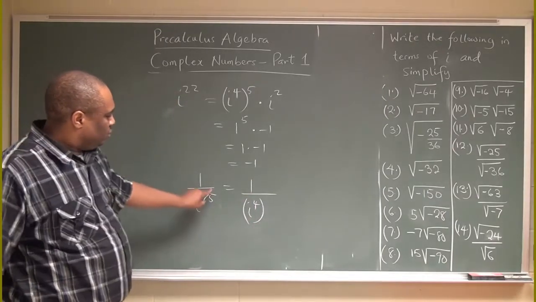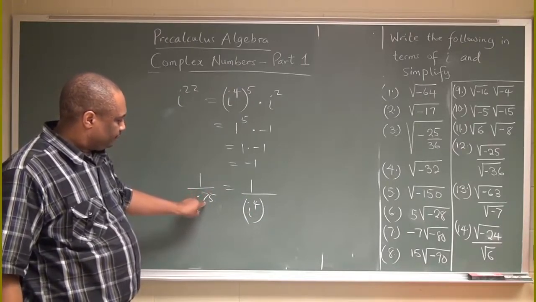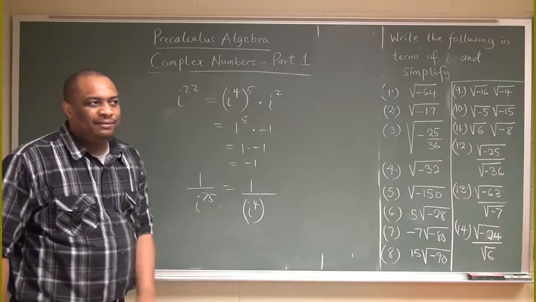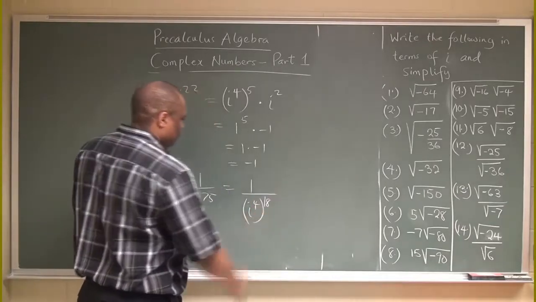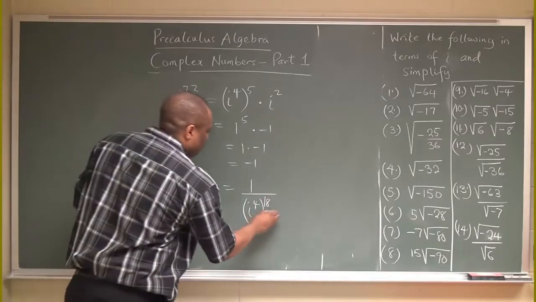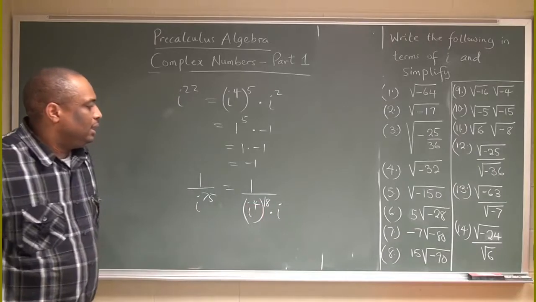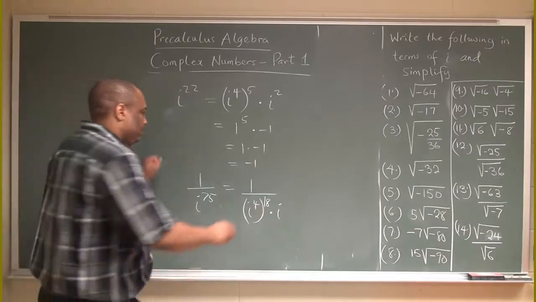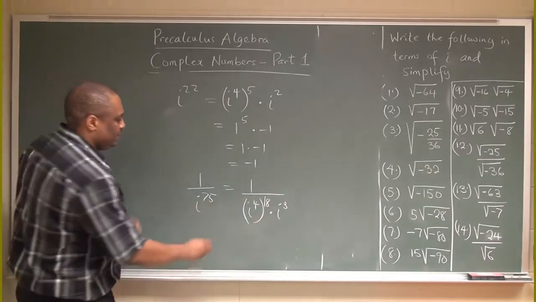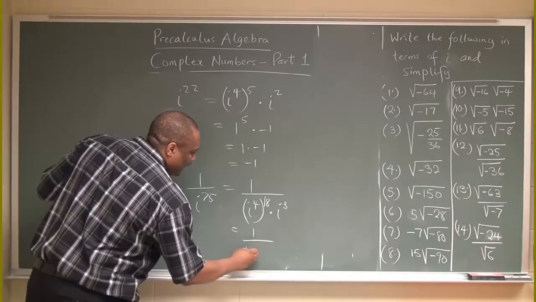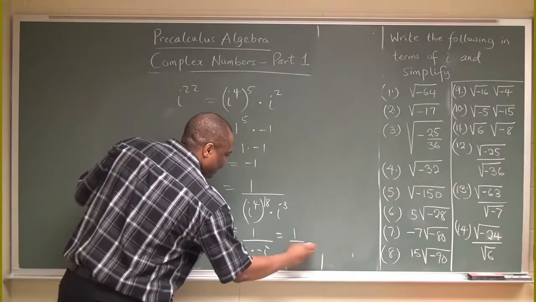Okay, 18 4s times what? 4 times 18 is 72, 72 plus 3, 75. Okay, so this means 1 over 1 times negative i, and that is 1 over negative i.